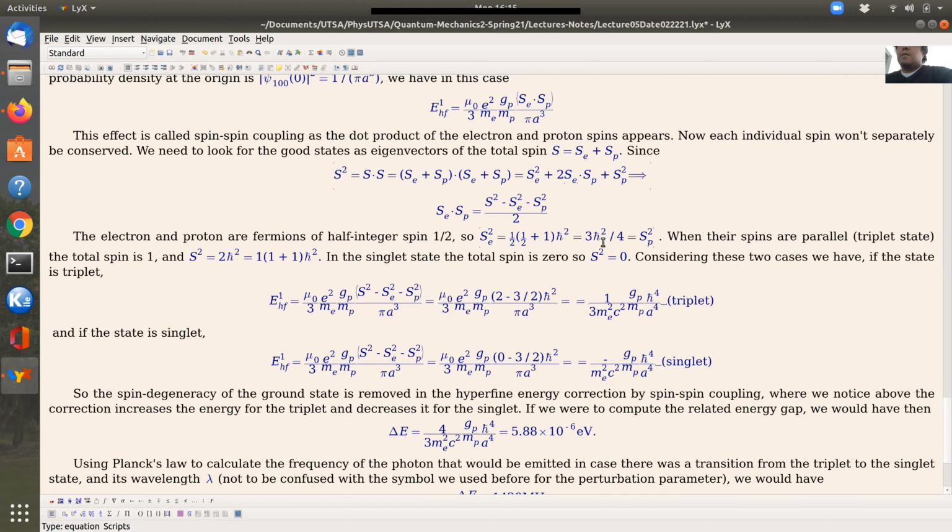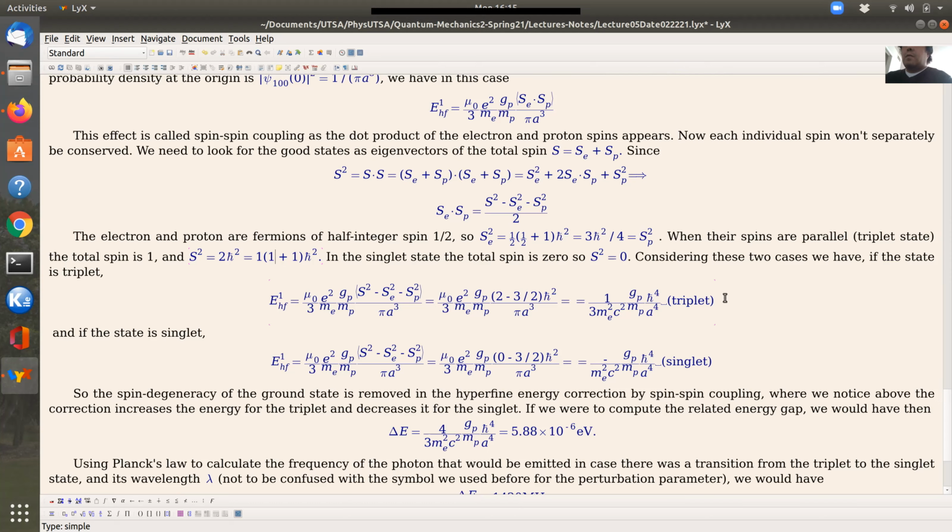So this is 3ħ²/4, and the same for s squared for the proton. Now, there can be two possibilities. When the spins of the particles are parallel, the name for this is the triplet state, and the total spin is 1 because they add up, so 1/2 plus 1/2 equals 1. In that case, for s squared, you'll have 1 times 1 plus 1, which gives you 2.